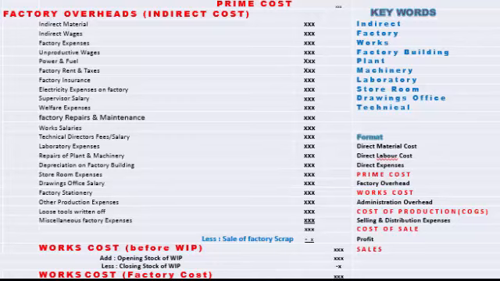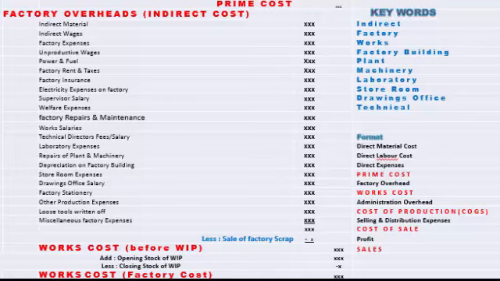So where is the work done? The work is done in a factory. These are just hints, these are the keywords. If you come across them, you have to be very cautious to know that this is a factory overhead. Examples, let us read those examples. Indirect material, indirect wages, factory expenses, unproductive wages. If it is productive wages, it is direct labor cost. Unproductive wages are indirect factory overheads.